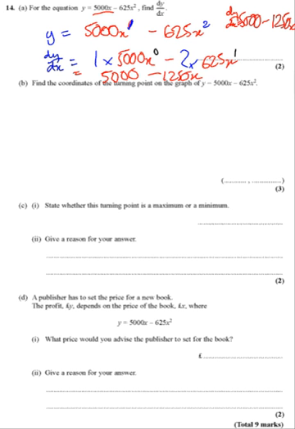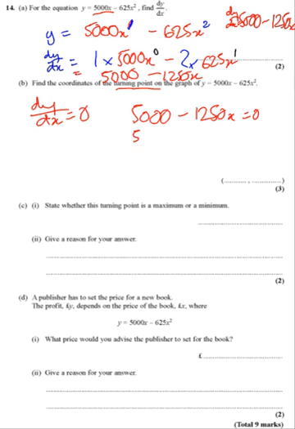Find the coordinates of the turning point on the graph of this. Right, turning points are where dy by dx equals 0. So we know what dy by dx is. It's 5,000 minus 1250x. So if that's going to equal 0, we can add 1250x to both sides, and divide by 4. And we get x equals 4.